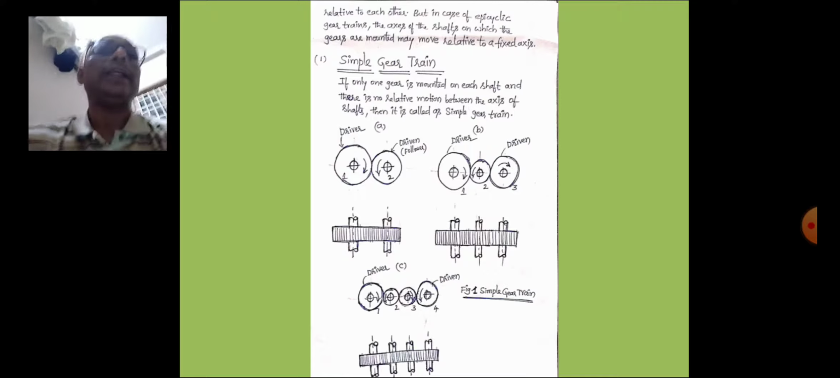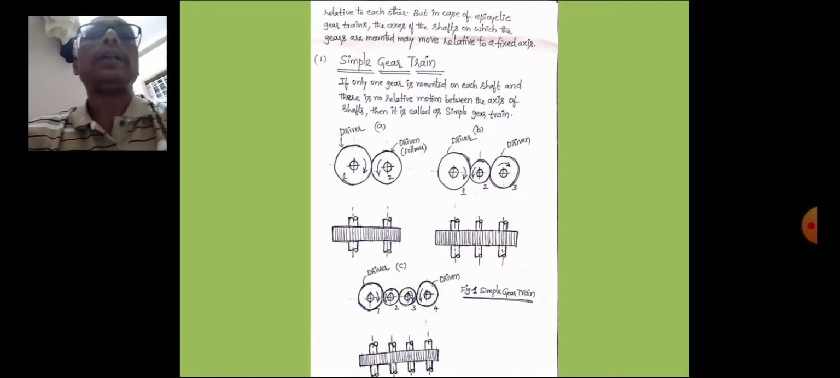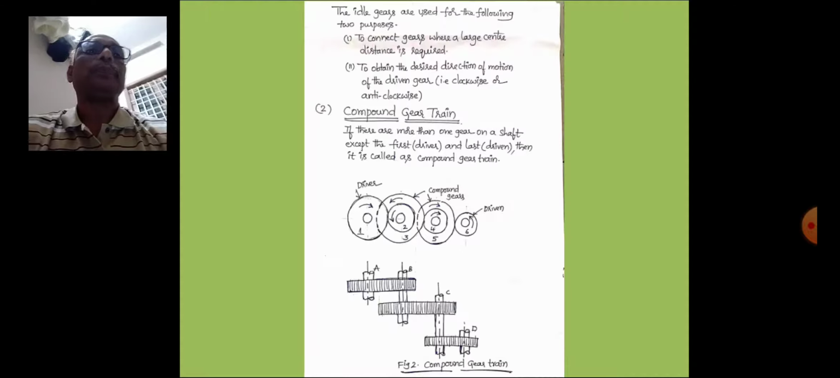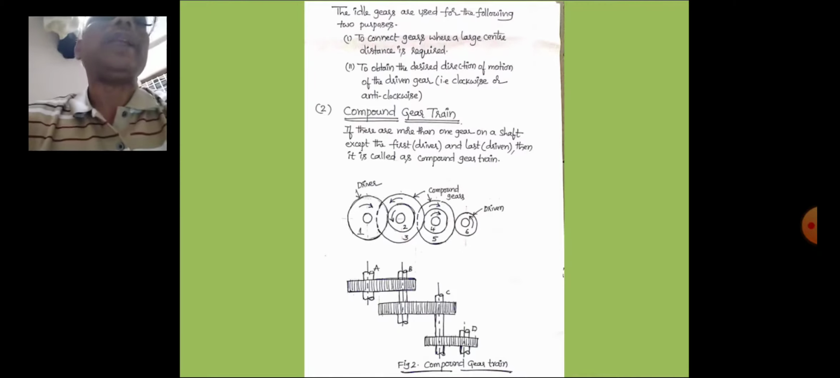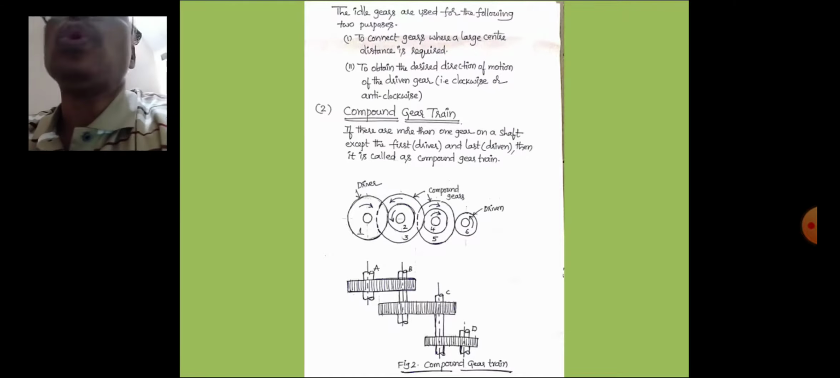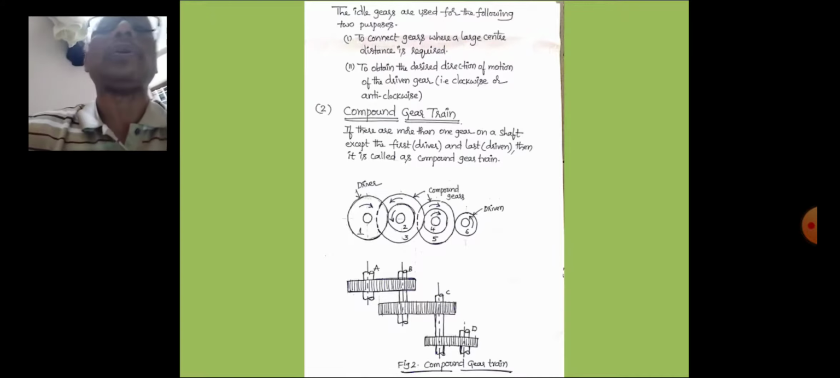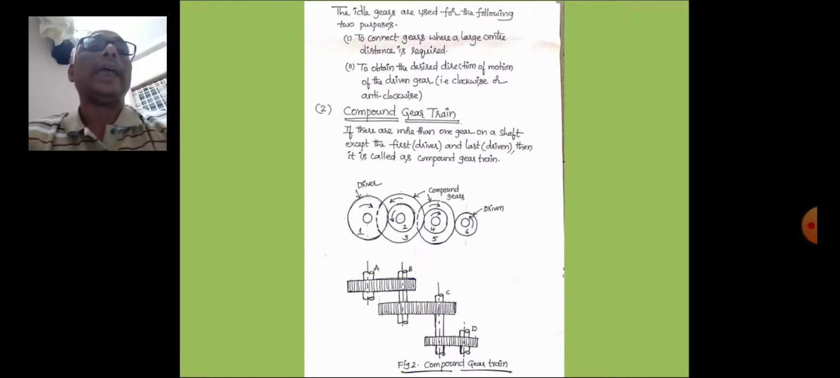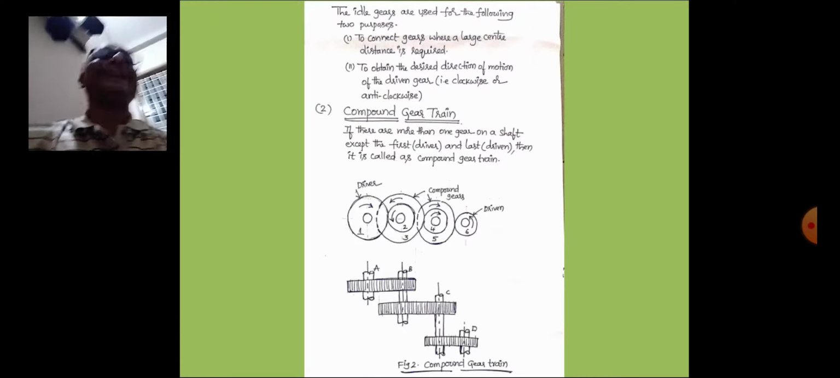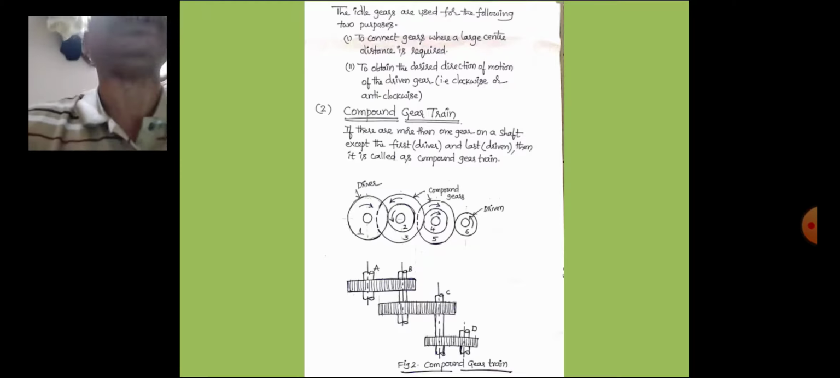So the idler gears, one should remember, are used for two purposes. One is to connect gears where a large center distance is required. Whenever the distance between the two gears is too large, in order to connect the driver and the driven, idler gears are used. And similarly, to obtain the desired direction of motion of the driven gear.